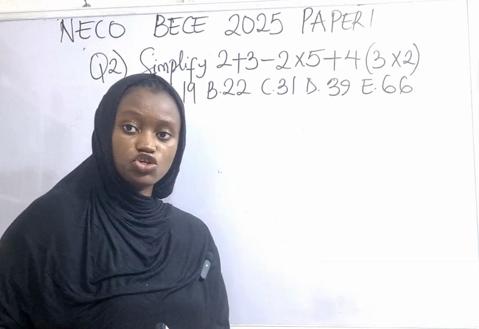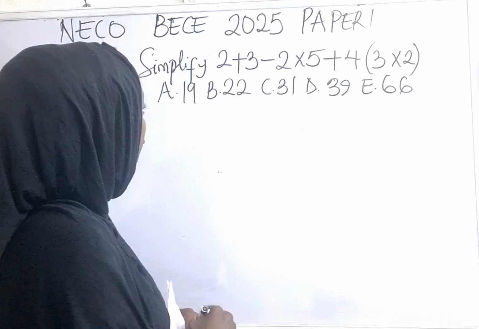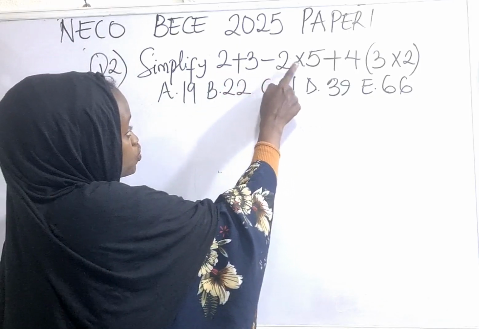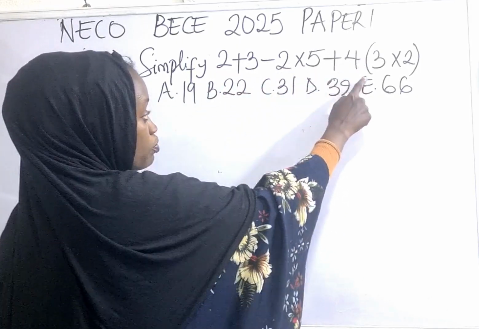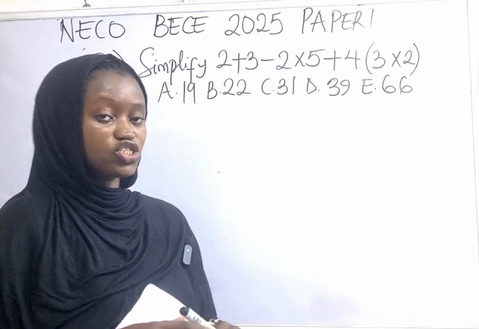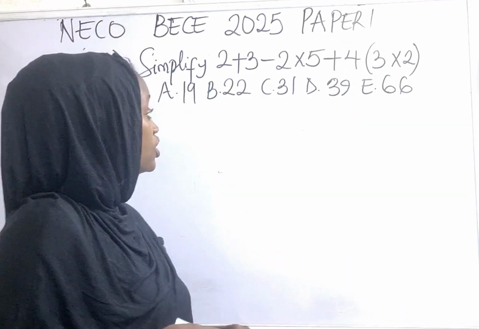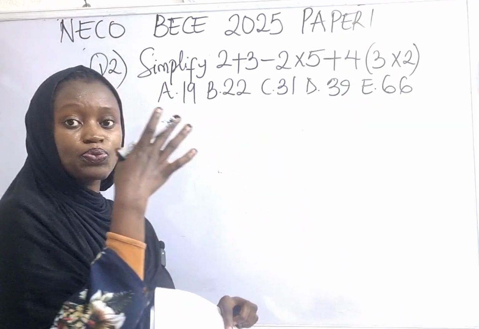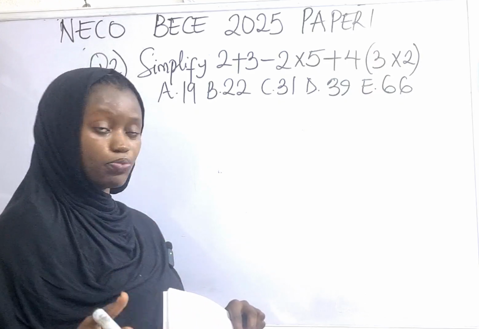Okay, so now we have question 2 written on the board, which reads, simplify 2 plus 3 minus 2 times 5 plus 4, open bracket, 3 times 2, close bracket. So we have 5 options as usual. So now let's solve this. This is a problem under the topic called order of operation.